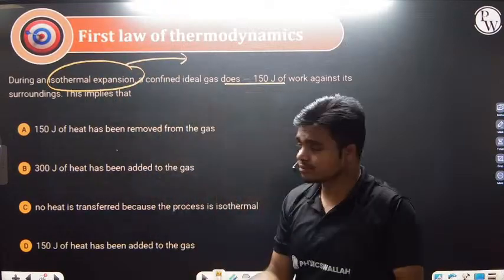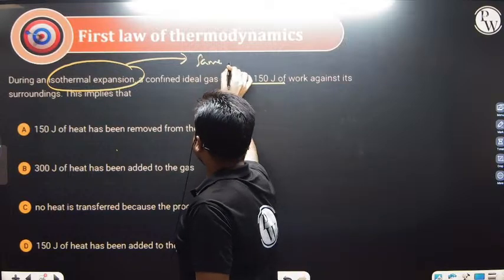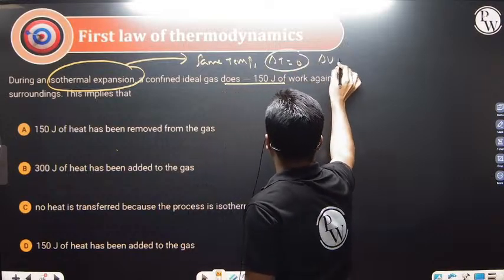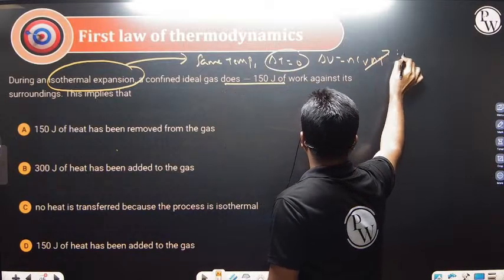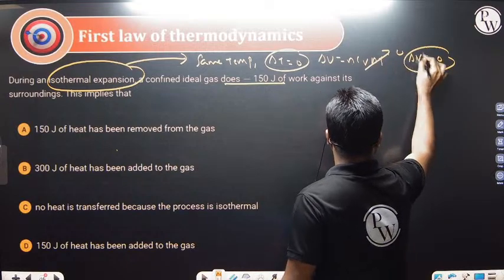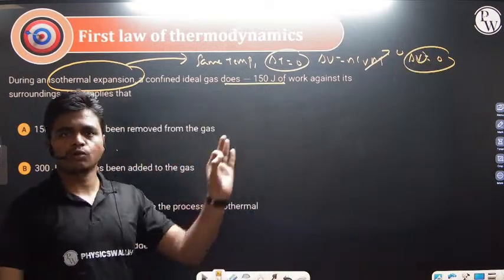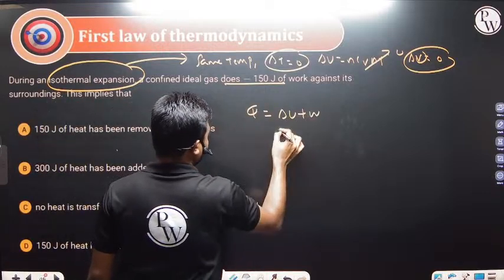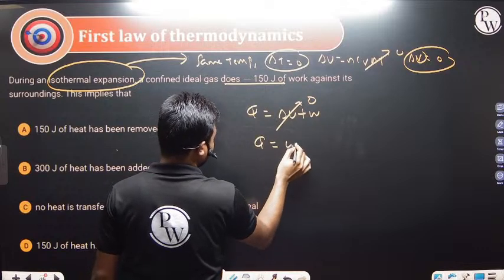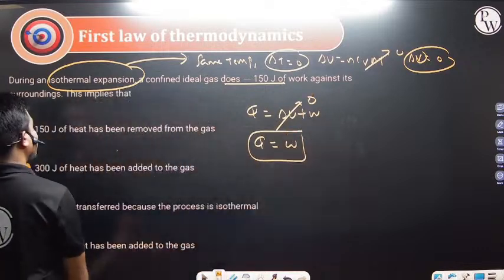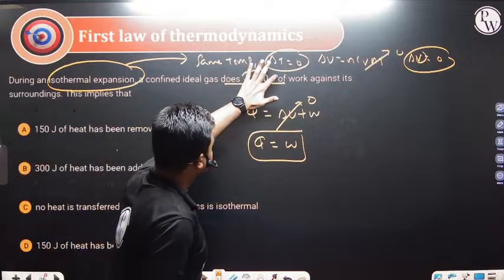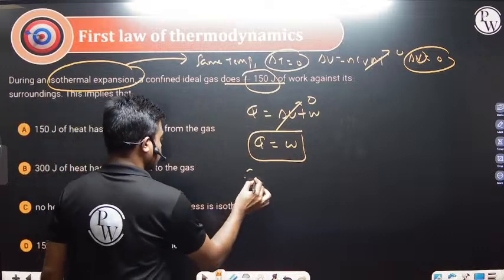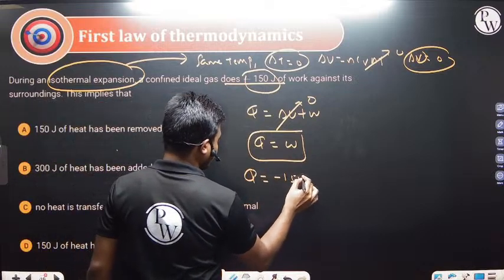Isothermal means same temperature. Same temperature means delta T is 0. And what is delta U? n Cv delta T. Delta T is 0 means delta U is also 0. Isothermal expansion means no change in internal energy, so Q is equal to delta U plus W. Delta U is 0, then what is Q? W. Confined ideal gas does minus 150 joule of work against the surrounding. So what is the Q value? Q value is minus 150 joule.